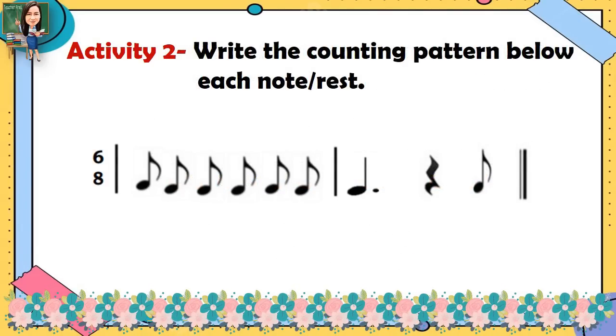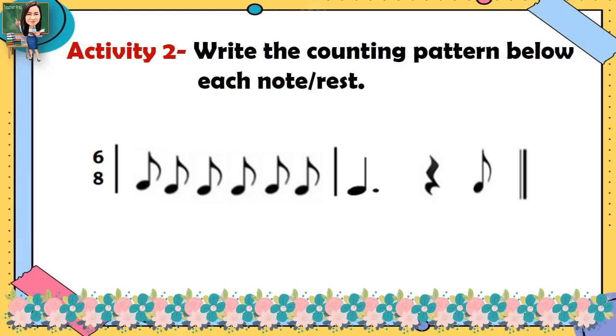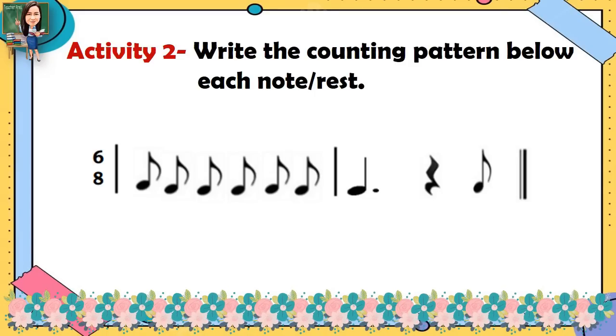Activity 2. Write the counting pattern below each note or rest. So let's write the counting pattern. In the first measure, there are 6 eighth notes, and an eighth note receives 1 beat. So let's write the counting pattern. 1, 2, 3, 4, 5, 6.